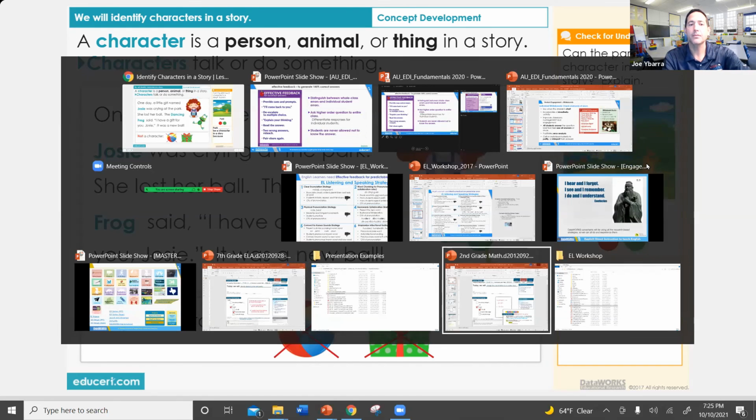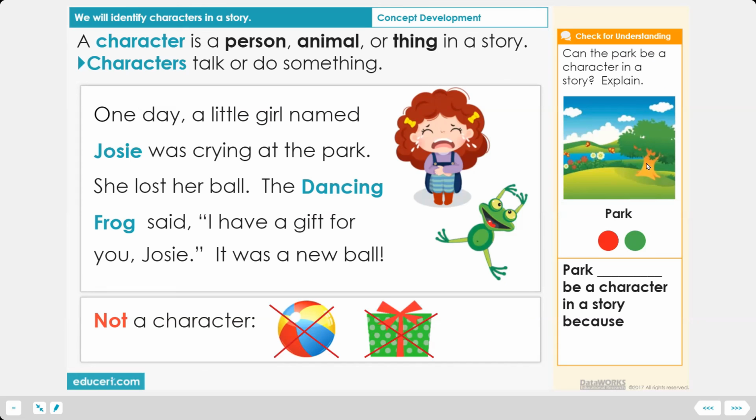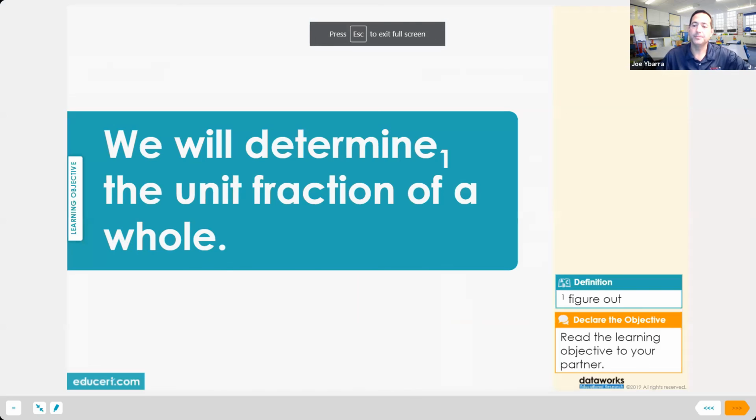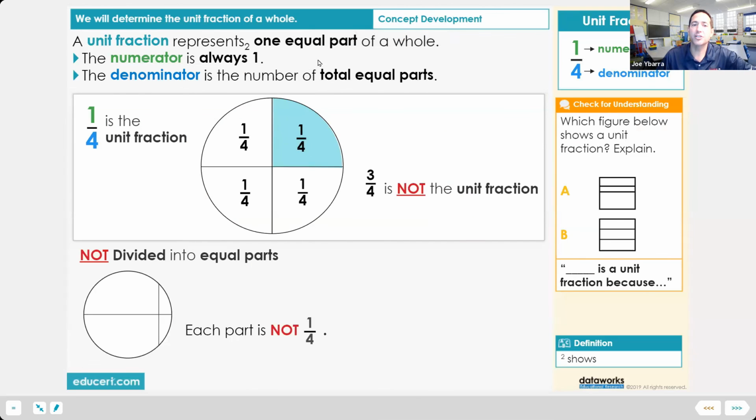Okay. And Joe, you're going up against time here. I got 5 minutes, so I want to show skill development and guided practice, and I'll do that in a math example, 3rd grade. A unit fraction represents one equal part of a whole. Numerator is always 1, so it's 1/4. If I have 1, 2, 3, 4 parts of a whole, the unit fraction is always 1/4. All the parts have to be equal. So this could not be a unit fraction.